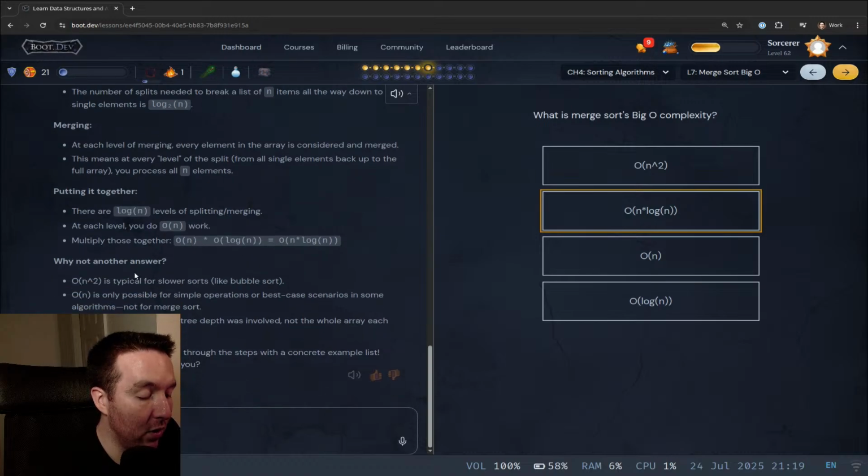Why not another answer? O(n) to the power of 2 is typically for source sorts like bubble search. Is only first for simple operation, best case scenarios in some case algorithms, not for merge sort. O log n would be only tree depth was involved, not the whole array each time. If you want to also walk you through steps with a concrete example list.